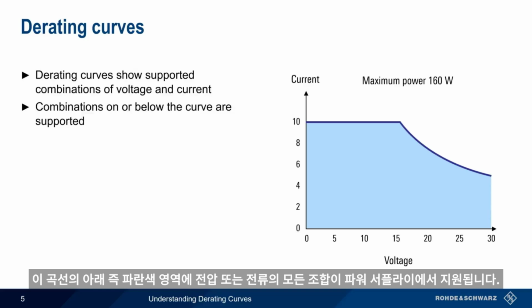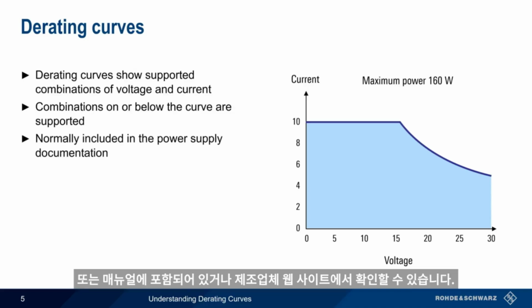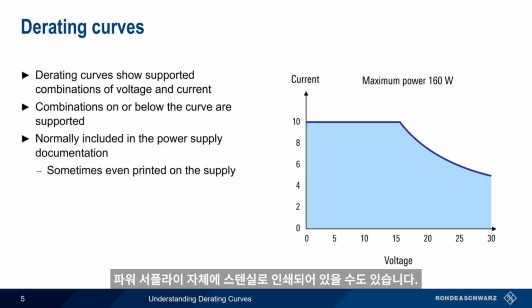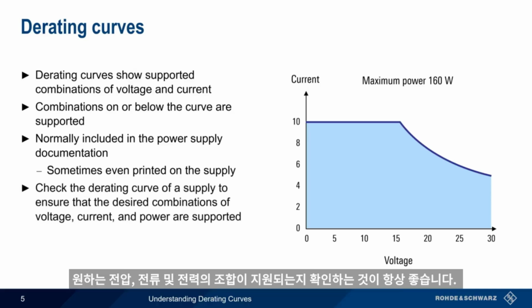supported by the supply. Derating curves are normally included in the power supply specifications or manual, or they can be found on the manufacturer's website. In some cases, you may even find the derating curve physically printed or stenciled on the supply itself. Whenever using a power supply, it's always a good idea to check the derating curve to ensure that the desired combinations of voltage, current, and power are supported.